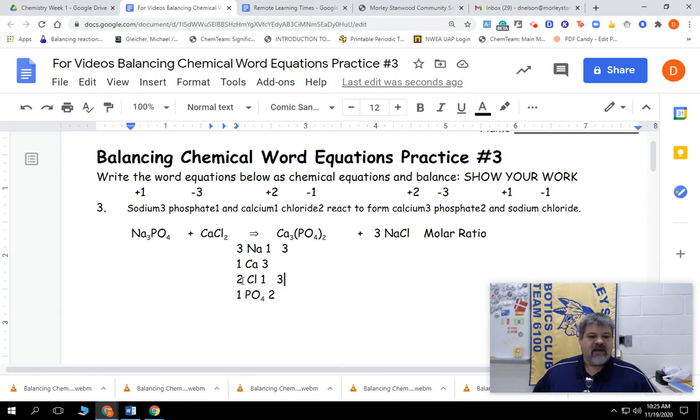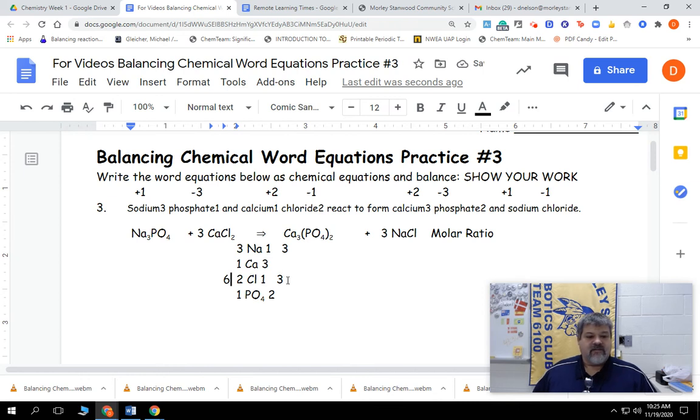So what I'm going to do is I'm going to make this number right here, and this number right here, I'm going to multiply them together, and I'm going to get 6, and I'm going to make sure they have 6 over here. So I'm going to put a 3 right there, which tells me I have 6 chlorine on this side.